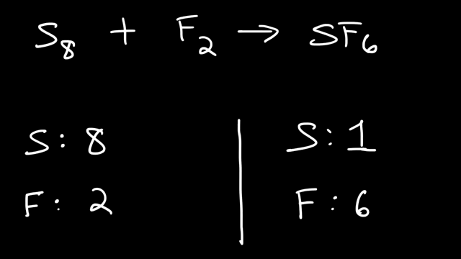Well, if we balance the fluorine atoms first, let's see what's going to happen. So we need to multiply fluorine by 3, because 2 times 3 will give us 6. And you can see that 3 times 2 is 6.